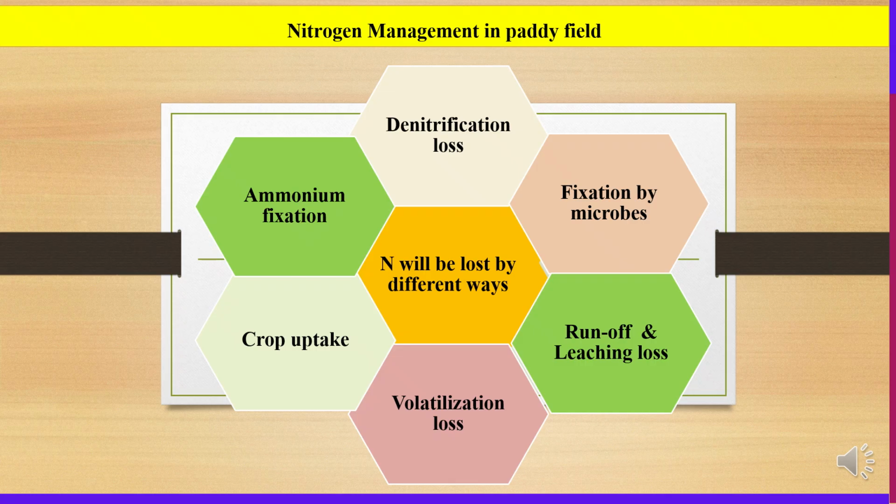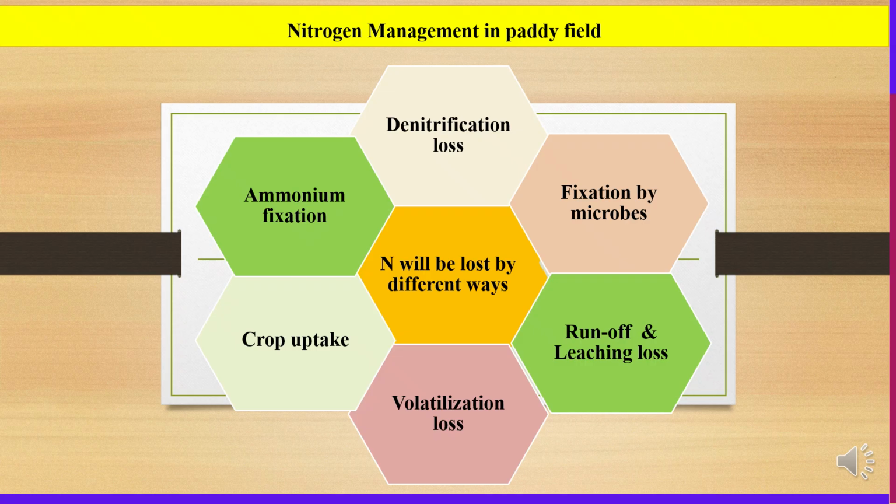Denitrification loss. Microorganisms in anaerobic, low oxygen, soil conditions convert nitrate, NO3, into gaseous forms like nitrogen gas, N2, and nitrous oxide, N2O, which escape into the atmosphere. Common in waterlogged or compacted soils.